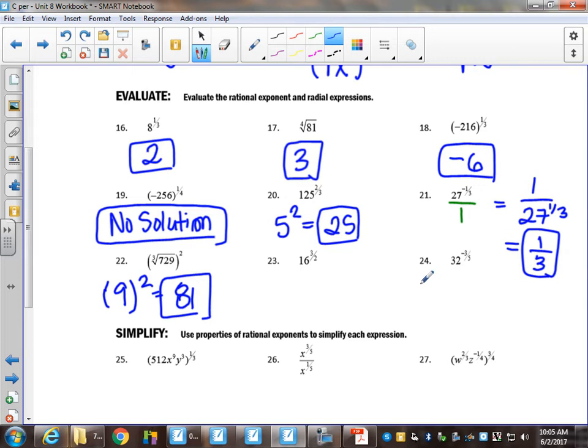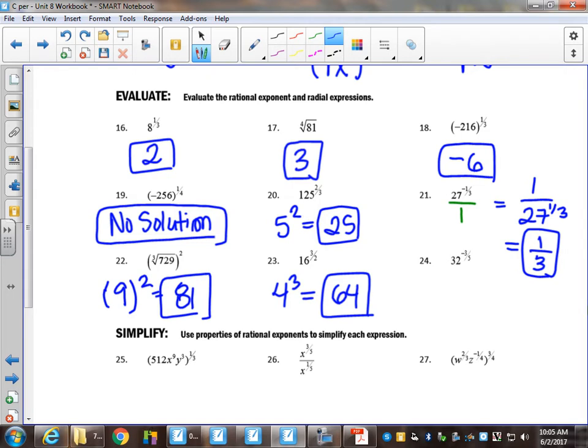23. New voice for 23? Or as a class? How do you get 4? I got 64. So I'm hearing 4 and 64. What do I do first? Square root of 16 is 4. Raised to the third power is 64.